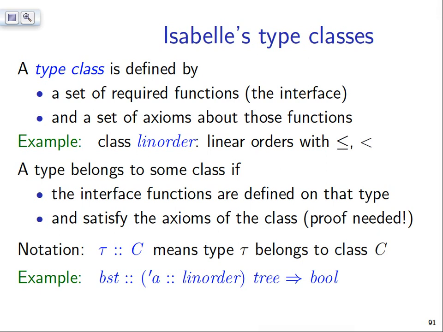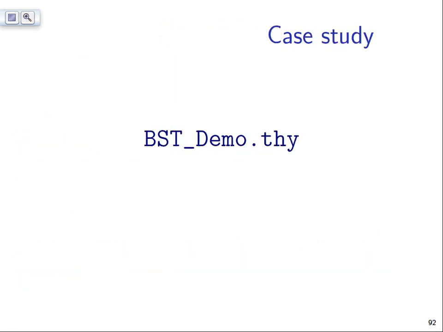Questions about type classes? I think throughout the lecture course, the only type class we will really need is the linear orders. That's just saying 'a must be a linear order. Well, not implicitly, explicitly saying it by putting this requirement on it. And now let's look at the case study.